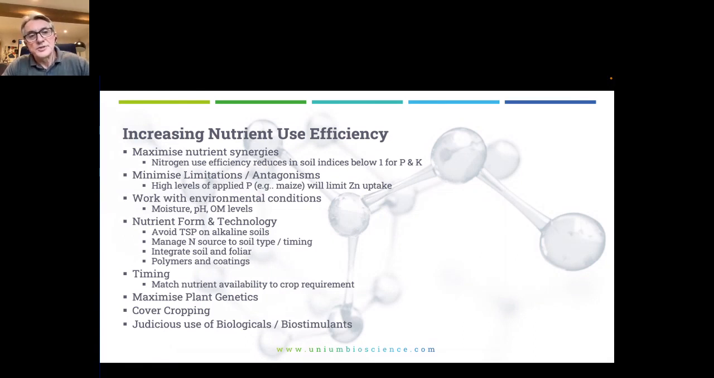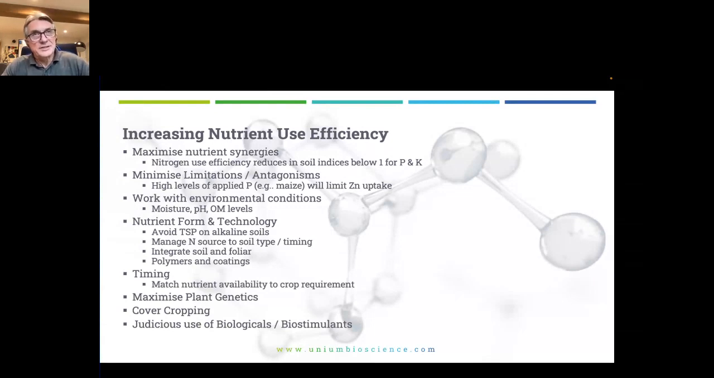They can be nutrient synergies, they can be antagonisms. For example, the classic antagonism is that high levels of phosphorus will limit zinc uptake. The environmental conditions we've spoken about, the form of the nutrition that we deliver, whether that's a granule, a liquid, or natural as compost, and the timings of those relative to the physiological stage of the crop and its ability to assimilate and utilize them.